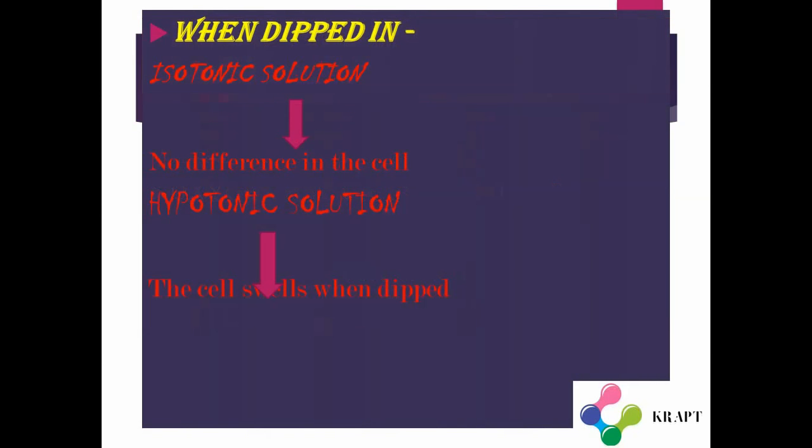Now, let us learn about some osmotic solutions. Hypotonic solution. When the cell is dipped in a hypotonic solution, the cell swells. For example, let us think that sodium is present in the cell. Sodium is more inside the cell than compared to outside the cell in hypotonic solution. So the water gets attracted towards the sodium, and then the water rushes inside, which makes the cell swell and it bursts. In isotonic solution, the sodium level is balanced and hence there is no difference in the cell.